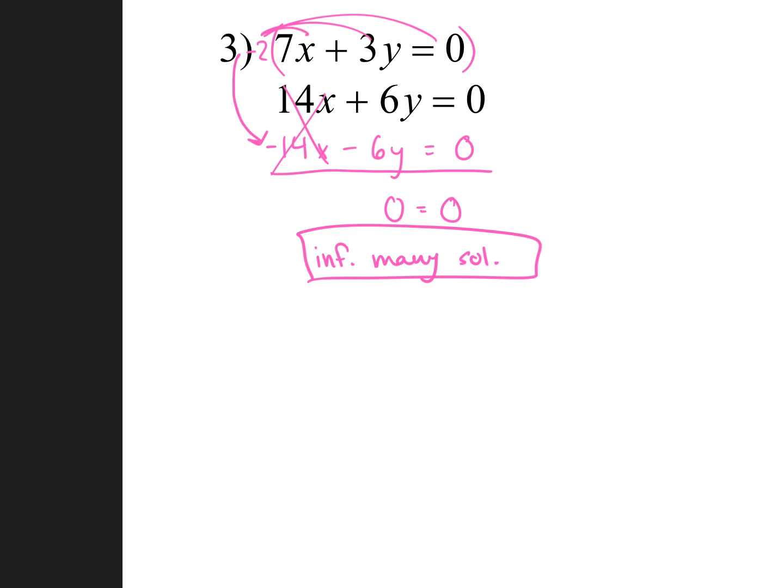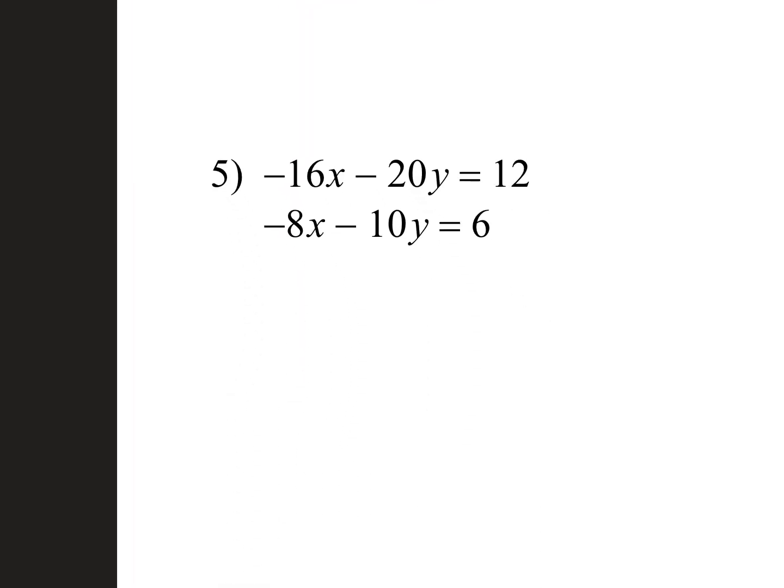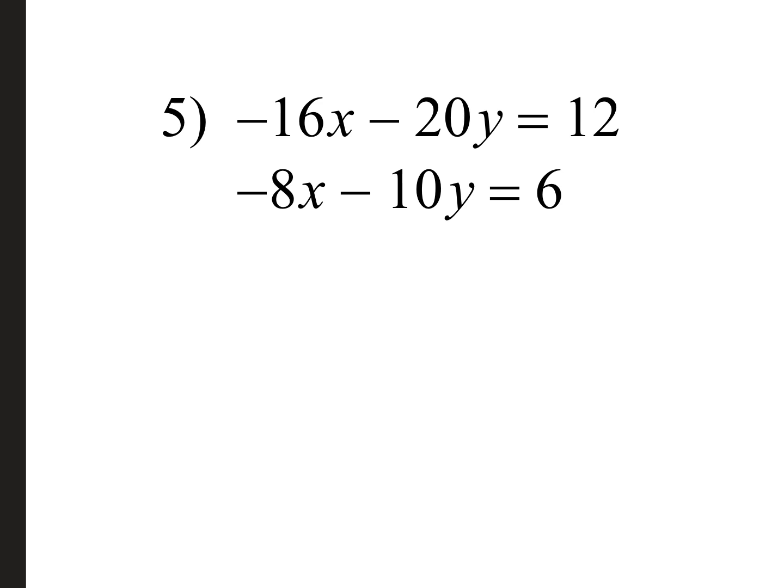Any questions? All right, number 5. Do we have the same number but opposites? No. So let's make them the same. What do you want to cancel, the x's or the y's? Let's do the y's. All right, so we have a -20. Can we multiply -10 by something to make it +20? -2. So here we have 16x plus 20y is equal to -12.